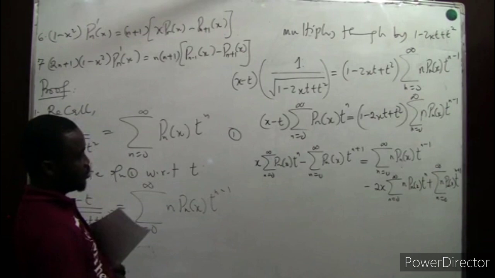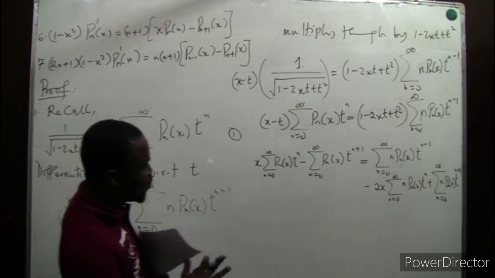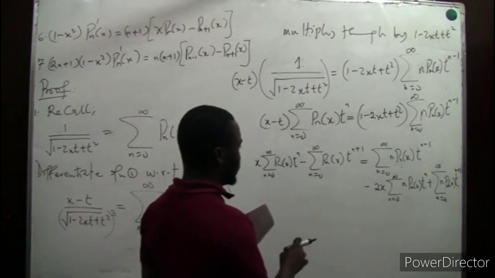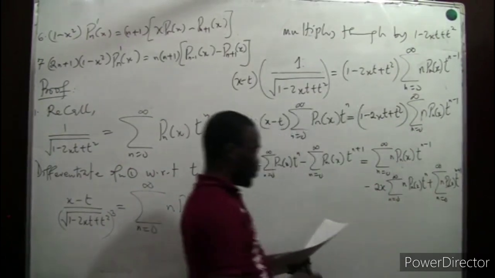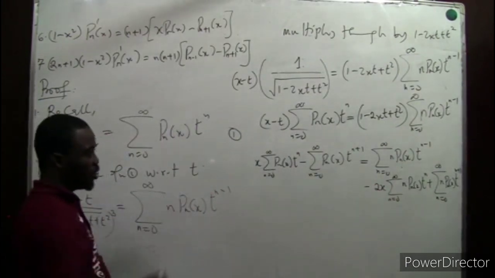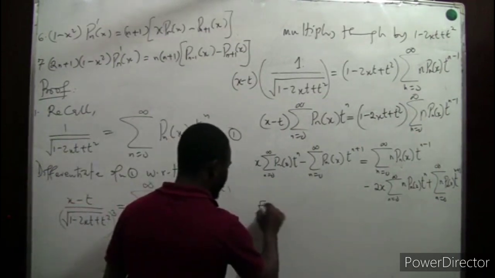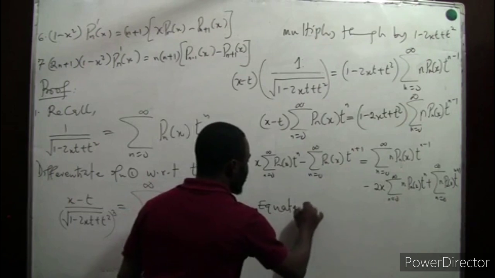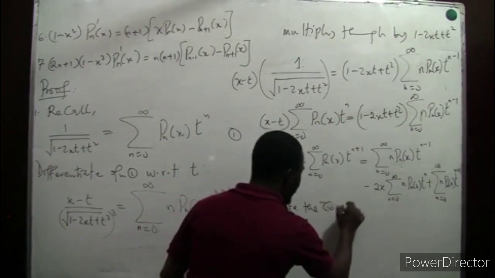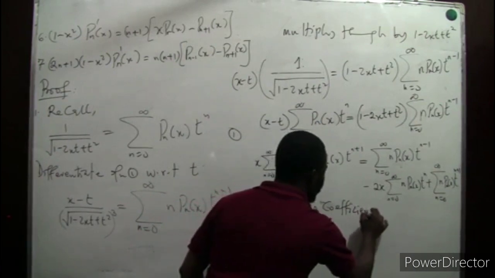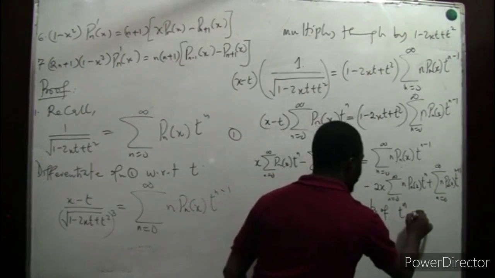What is the next line of action? You will observe that we have just 3 different powers: n plus 1, n, and n minus 1. Those are the powers we have. So let us equate the coefficient of t raised to power n on both sides.